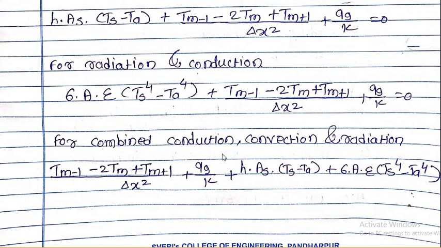Then for the combination of conduction, convection and radiation, we can write the equation as (T_m-1 minus 2T_m plus T_m+1) whole divided by delta x square plus Q_g divided by k. This is the conduction heat transfer, plus h multiplied by A_s into bracket (T_s minus T_a), which is the convection heat transfer, plus the radiation heat transfer, sigma multiplied by A multiplied by eta into bracket (T_s raised to 4 minus T_a raised to 4), that is the radiation heat transfer.